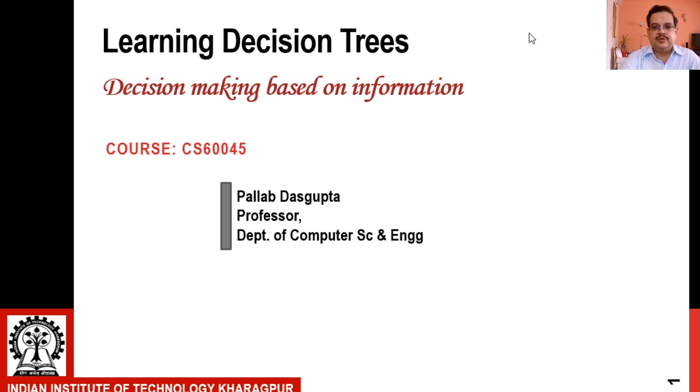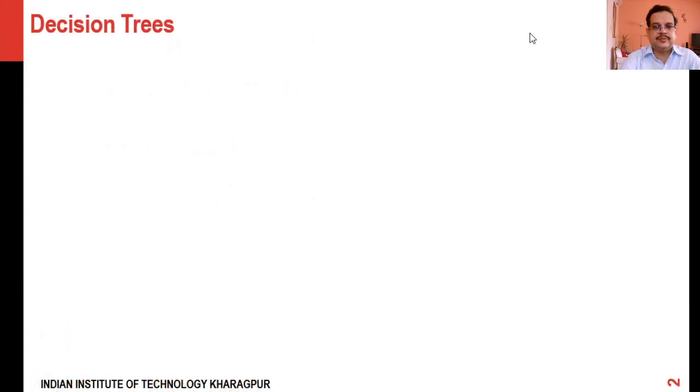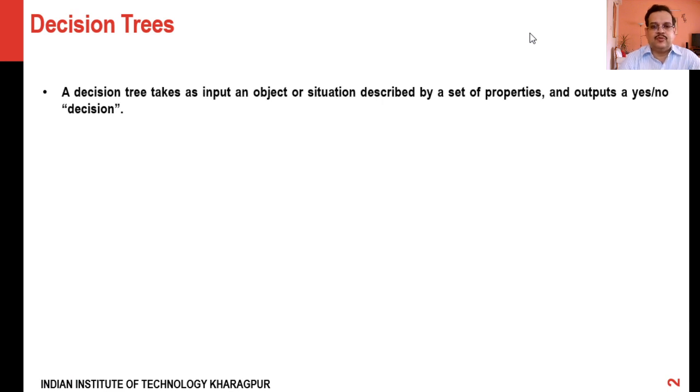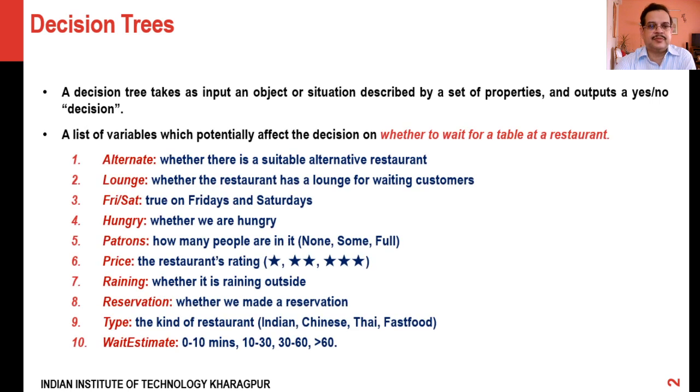So we start by looking at what we mean by a decision tree. It takes as input an object or situation described by a set of properties and outputs a yes/no decision. So the most basic form of decision tree learning is where for a specific decision variable you try to determine whether, based on the data and the given circumstances, your answer should be yes or no for that decision variable.